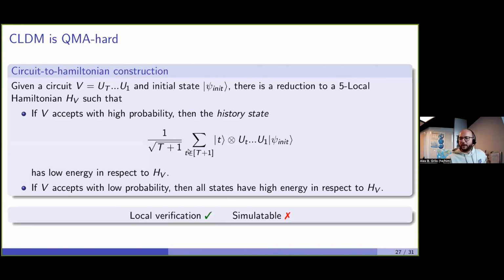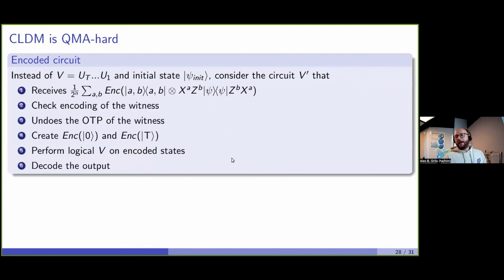Okay, and this is not good enough for zero knowledge because it's not simulatable. But as we show next, we can tweak this verification algorithm such that the same sort of construction will give us simulatability, and simulatability will give us the local density matrices. And so here's the tweak that we need to do.